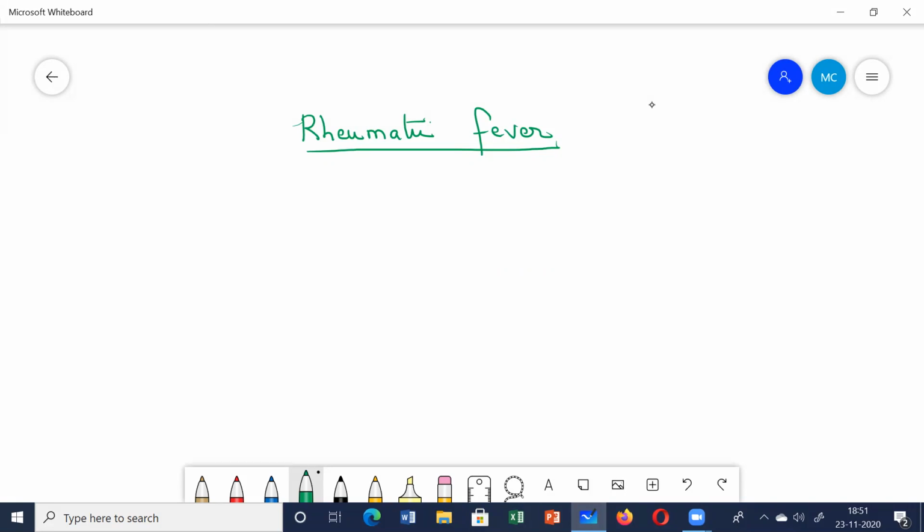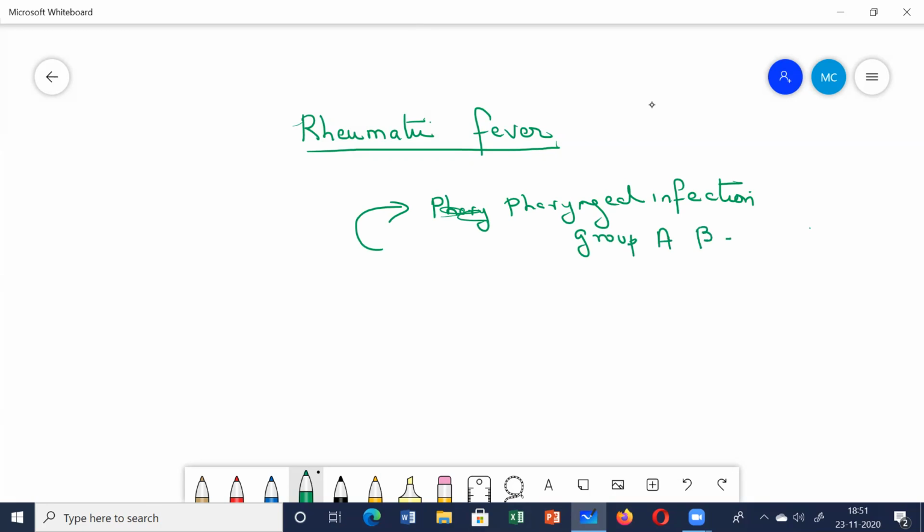So let us first see what is rheumatic fever. In this rheumatic fever, the patient develops a systemic inflammation. It's a systemic inflammatory disease, and this mainly occurs as a delayed sequel to pharyngeal infection. Means initially the patient develops a pharyngeal infection by which bacteria? That is your group A beta hemolytic streptococci.